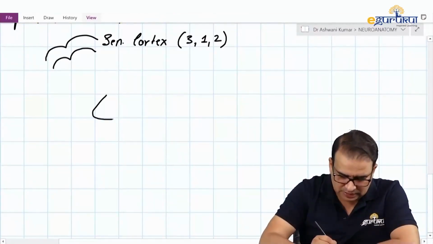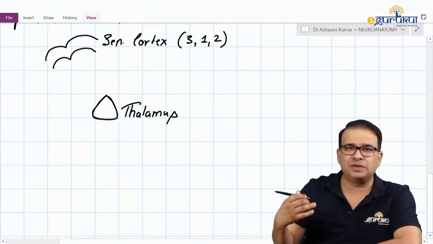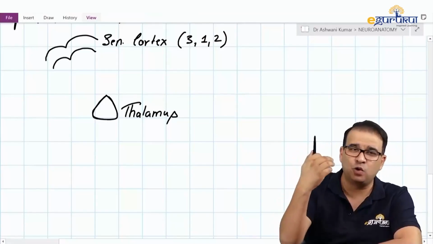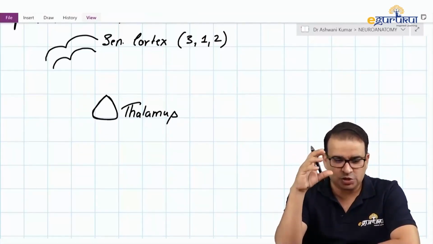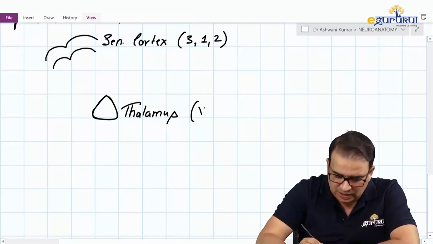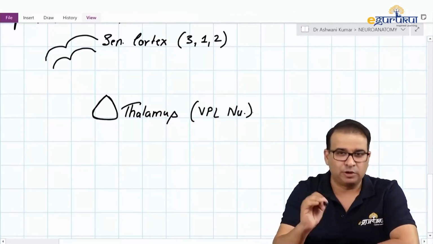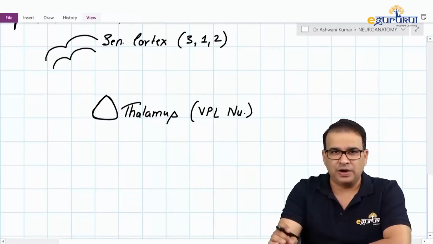The highest sensory nucleus is the thalamus. So most of the sensory input first goes into the thalamus and then goes beyond the thalamus into whatever part. Now, which nuclei of the thalamus, that is also important, guys. It is the VPL nucleus of the thalamus, which we are bothered about right now. VPL. What is VPL? Ventro-posterior-lateral.